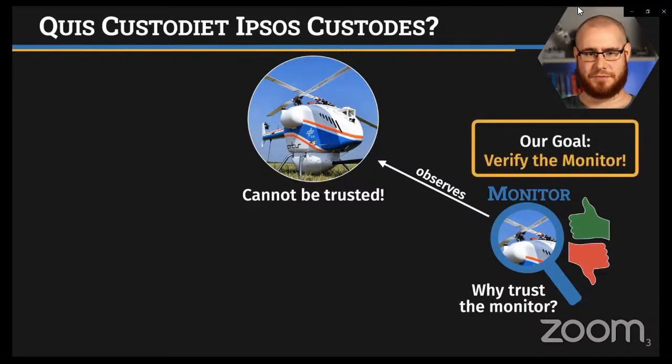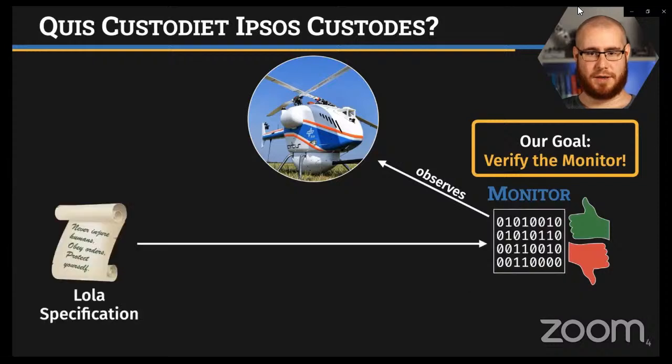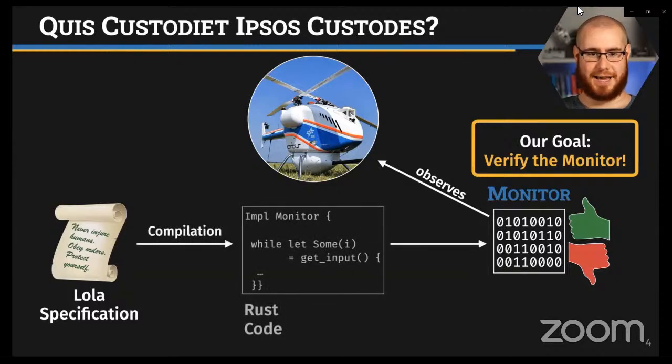This is something we cannot do for the system itself, because the system is highly complex. In comparison, the monitor is rather simple, so here verification methods do actually scale. Now we usually get the monitor based on a specification. In our case, this is a LoLa specification, and this specification is somehow translated into executable software or hardware. Now what we do instead is we introduce an intermediate step where we translate the specification into code, in this case Rust code. And we have full control over this compilation.